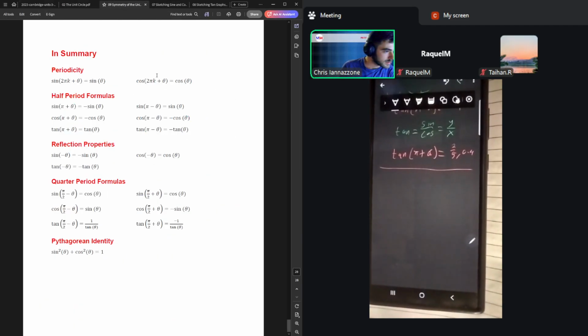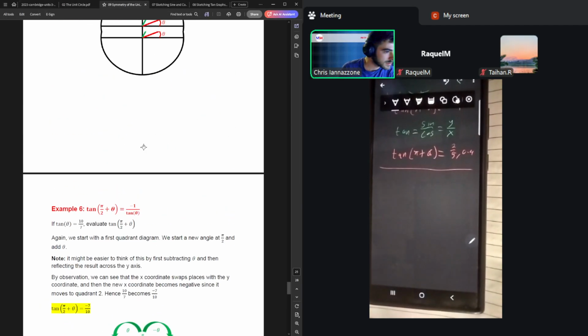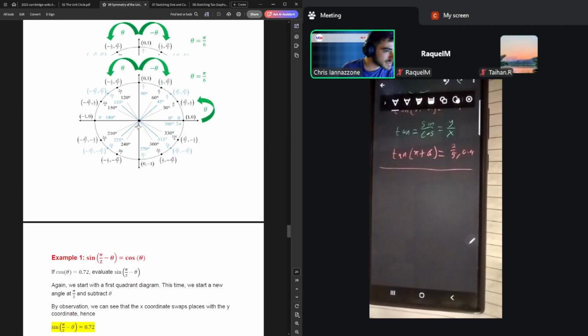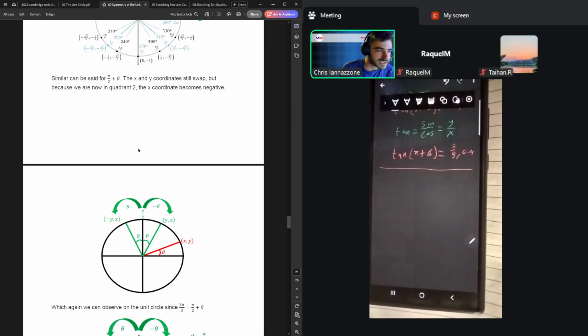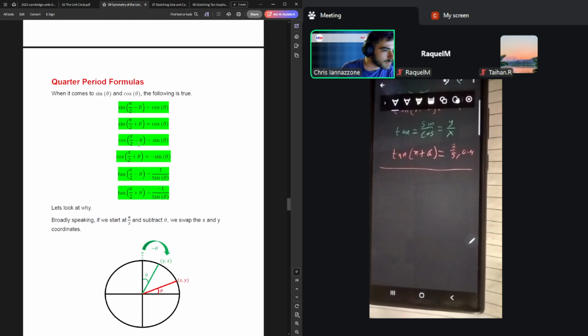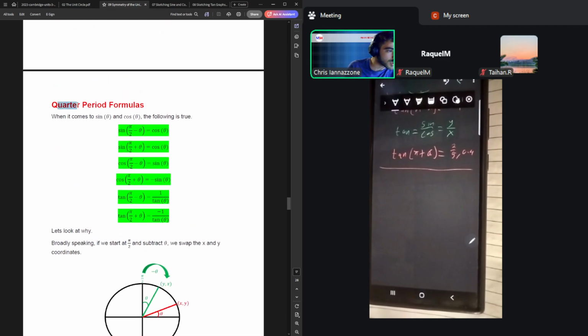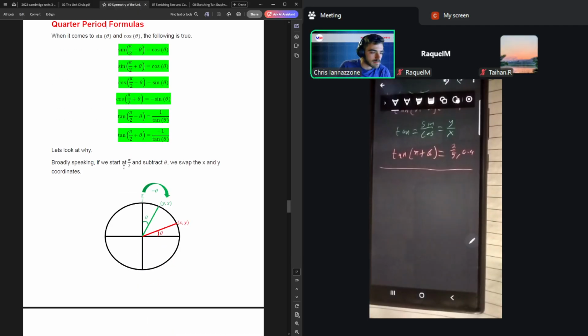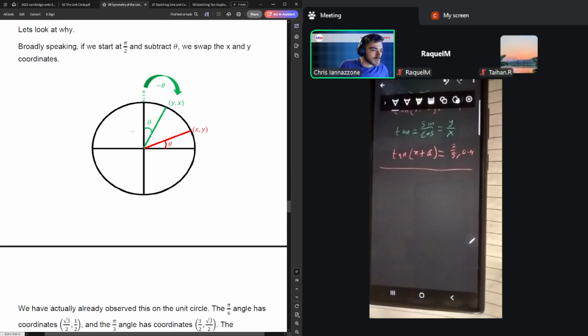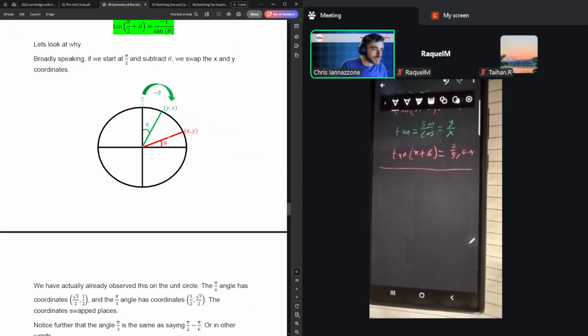Let's move on now. So now we're going to look at things that are slightly different. We're still going to be using the same overall idea, but what we're going to find with the quarter period formulas, these pi over 2 plus minus thetas, is where things are going to start to get a bit weirder, because now what we're going to end up noticing is the x and y coordinates are actually going to flip on each other when you do the quarter of the period.